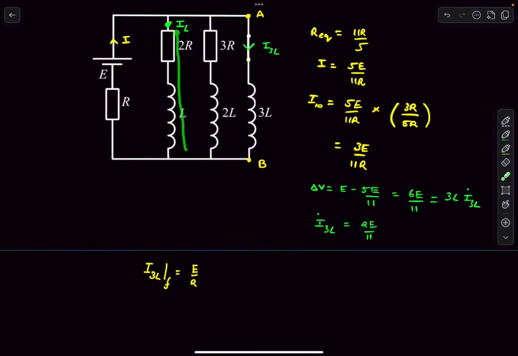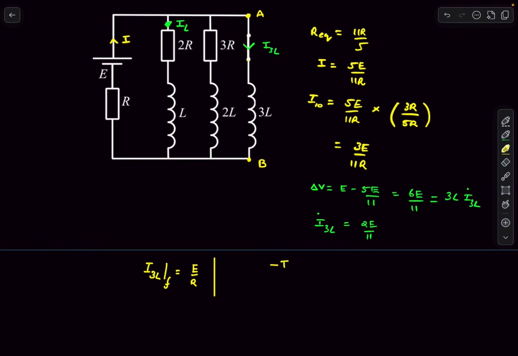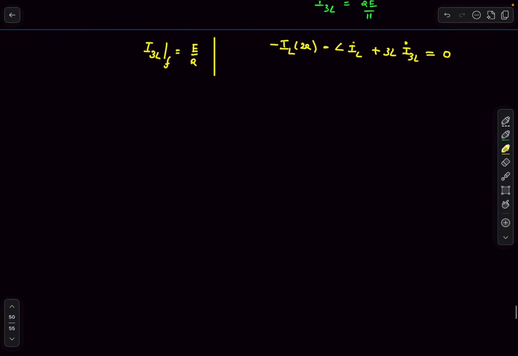So we can just write a KVL expression in this branch, containing the inductor L and the inductor of 3L. So let's write it in the counterclockwise sense. So potential drop across the inductor is IL into 2R. So minus IL times 2R minus L, IL dot, and now if we go in this direction, the voltage across the inductor is plus 3L, I3L dot, and this should all add up to 0. Okay. So now this is the equation that we have to work with.